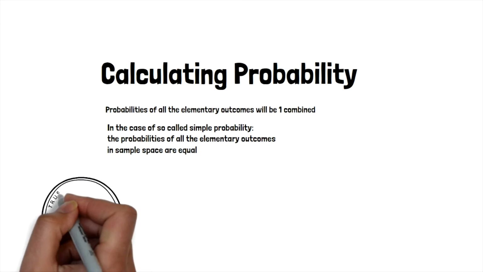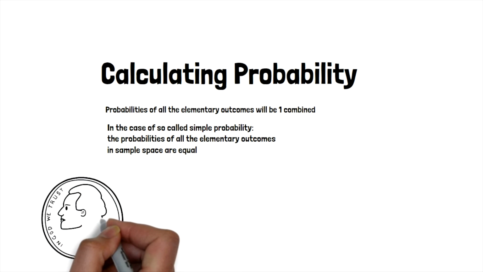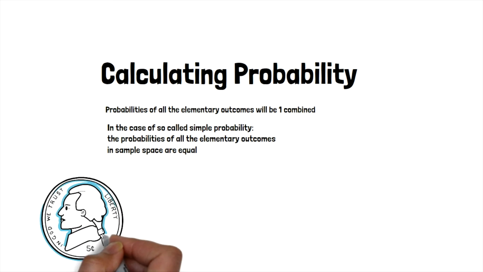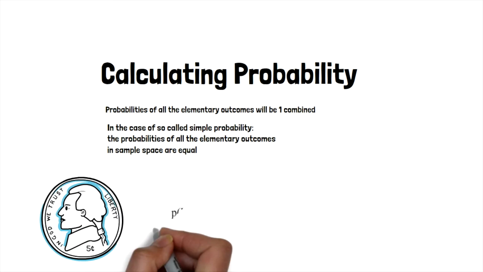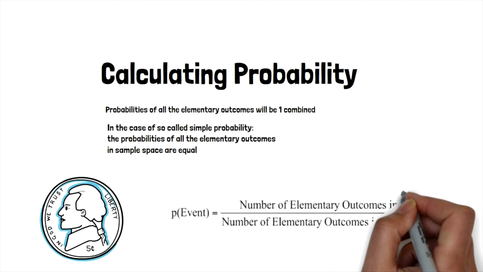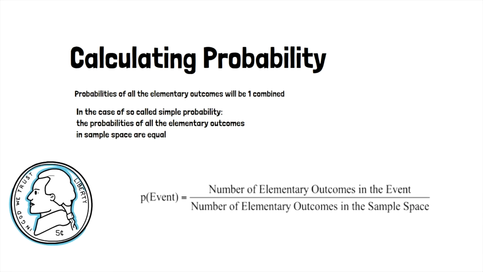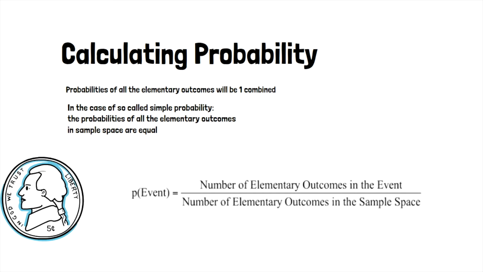Let's check how our coin is doing. Okay, this is the case of simple probability, as each elementary outcome, heads or tails, has an equal probability of 0.5 to occur on each trial.